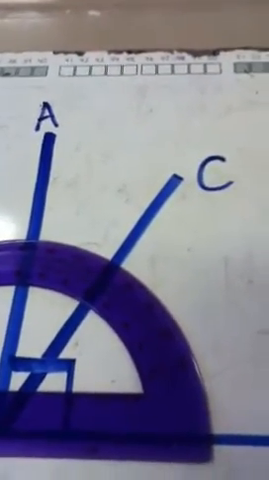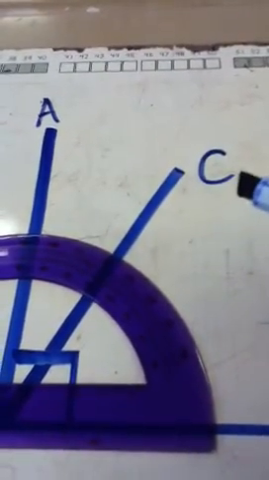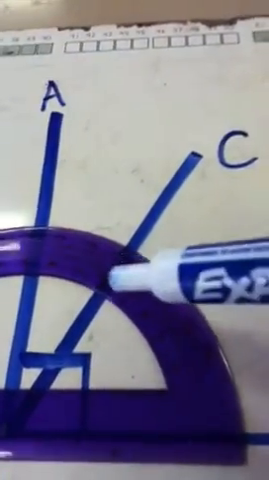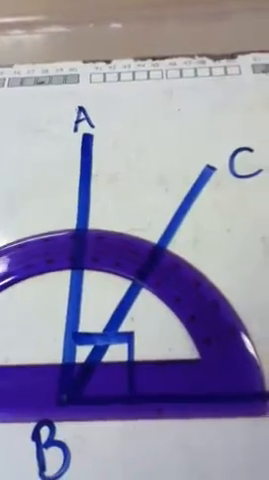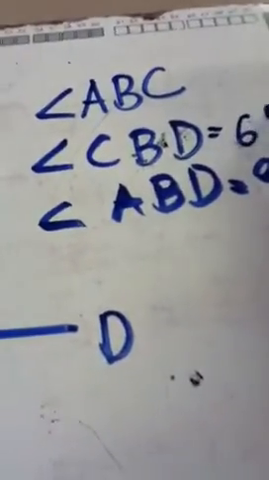And then we're going to look, and I know I'm using a purple protractor here today, but you can see that my angle runs right here through the 60, and that is on angle CBD. So over here I'm going to come over and I'm going to write in 60 degrees.